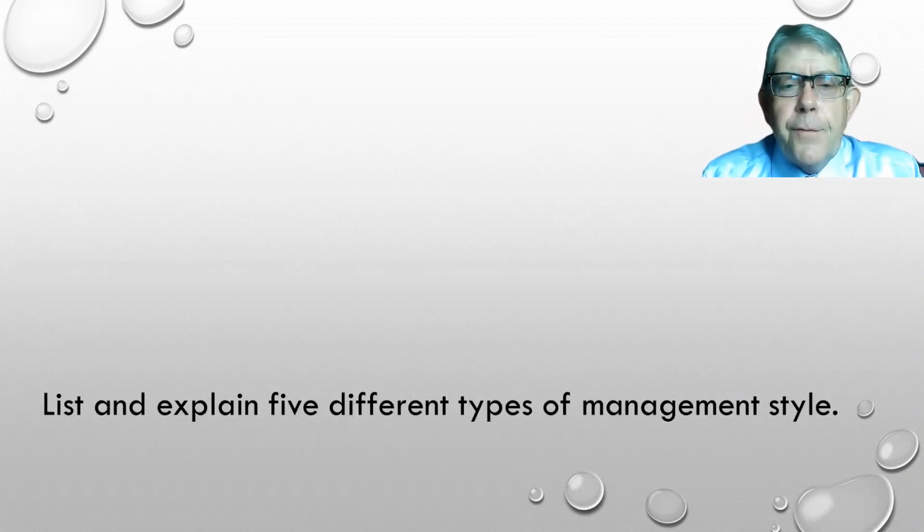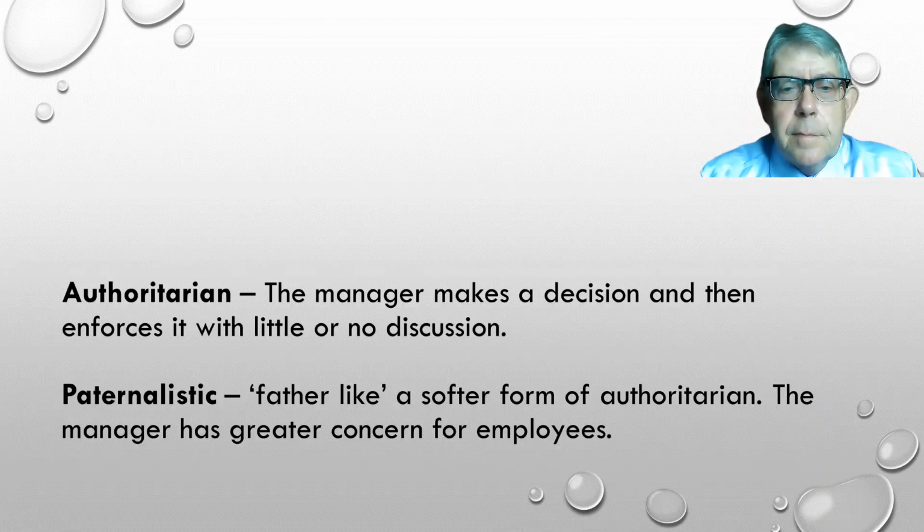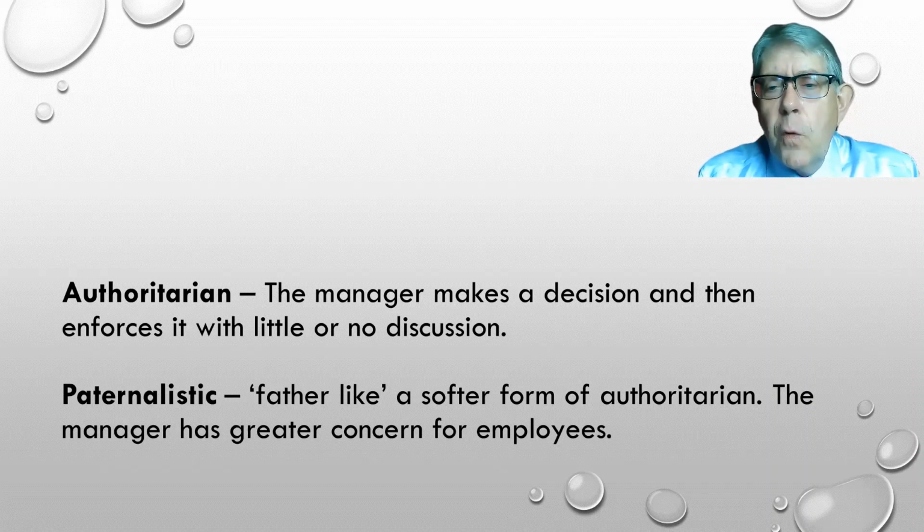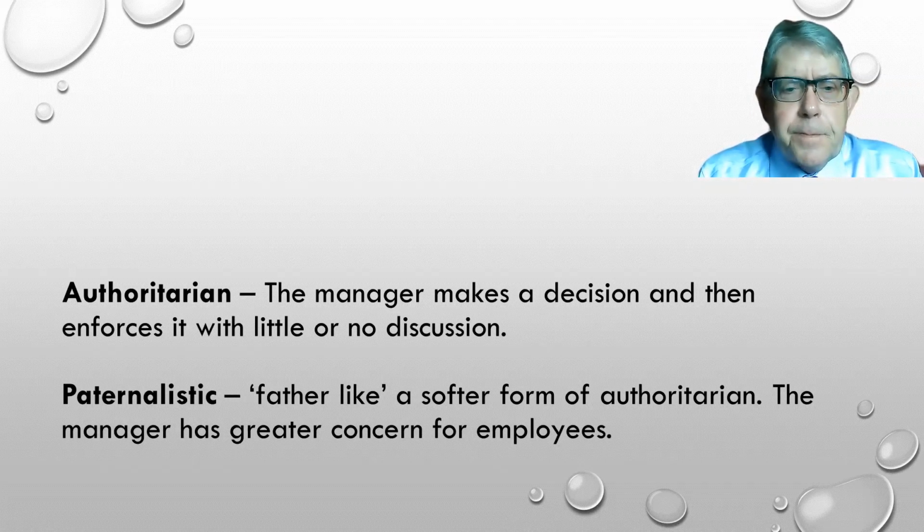List and explain 5 different types of management style. Authoritarian. Here, the manager makes a decision and then enforces it with little or no discussion. Just says, this is what we're going to do. But paternalistic is father-like. It's a softer form of authoritarian. The manager has greater concern for employees, often found in family businesses.